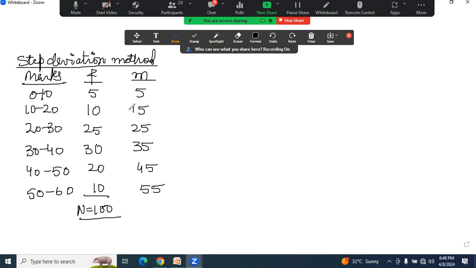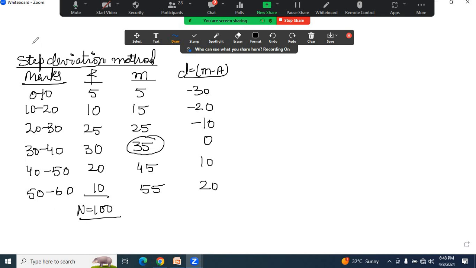Now in the last method we used to find deviation and then the formula. There is one more step in this. Let us take 35 as the assumed mean. Now we'll find deviation, which is m minus assumed mean. We found 5 minus 35, minus 30; 15 minus 35, minus 20; 25 minus 35, minus 10; then 0; 45 minus 35, plus 10; 55 minus 35 is plus 20. You write plus or you don't write plus, it means plus only. But for a negative sign we need to write negative. Till here the previous method was the same.